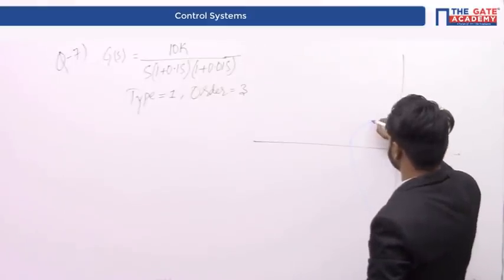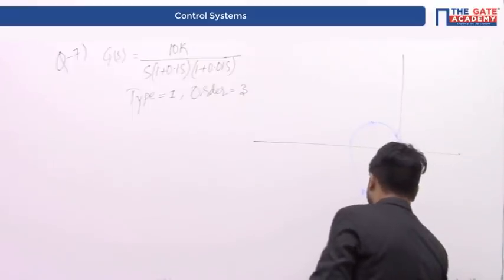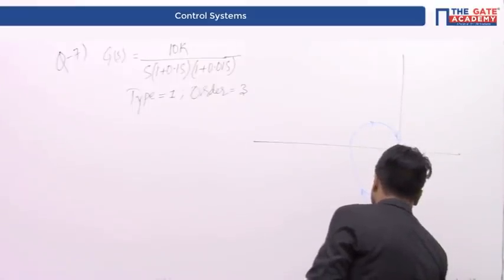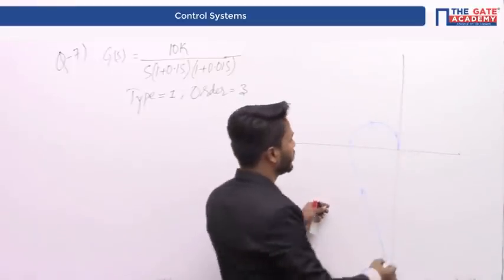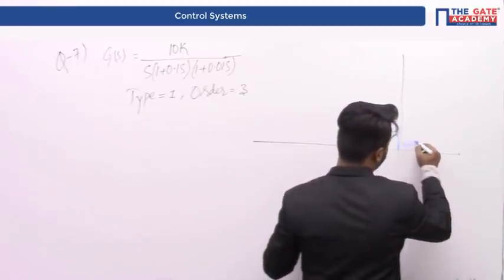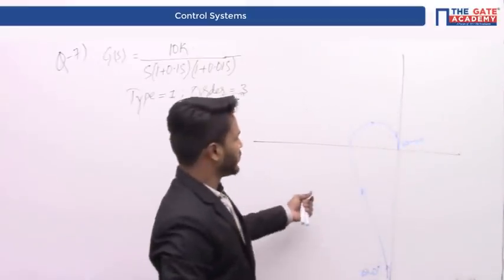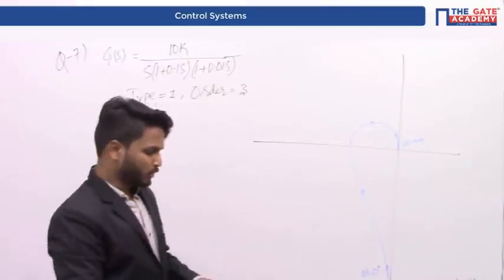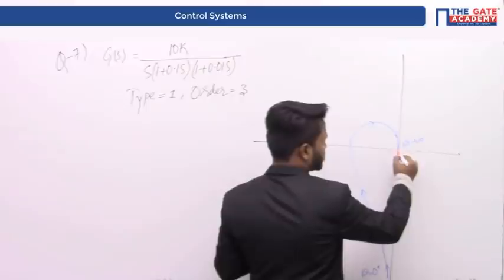Ending phase is minus 270 degrees and starting phase is minus 90 degrees. That is, at omega equal to 0 plus, it starts at minus 90 degrees and infinite magnitude, and as omega approaches infinity, this approaches 0. And the Nyquist plot for negative frequencies is going to be an exact mirror image of that of the positive frequencies.